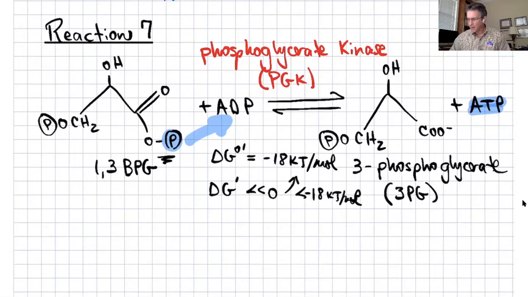Okay. Now, if you think about the energy balance up to this point, remember in our energy investment phase, to make fructose 1,6-bisphosphate, we had to burn 2 ATPs, right? Well, at this point, remember again, this reaction is going to happen twice, right? We're going to put 2 moles of 1,3-bisphosphoglycerate through the PGK reaction, and we're therefore going to make 2 ATPs, which means at this point, at reaction 7 in glycolysis, the pathway is energy neutral. We've completely paid for the energy investment phase, right?